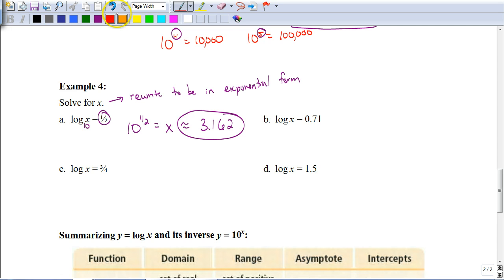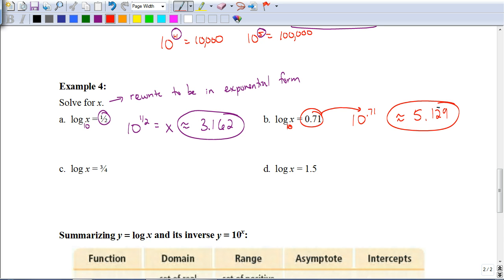Let's try another one together, where we have a decimal. Here we have common log of x, or log base 10 of x, equals 0.71. So my base here is 10. My exponent is 0.71. Do that on your calculator. 10 to the 0.71 power is approximately 5.129. And that would be your answer.